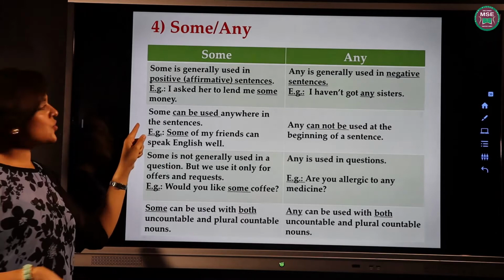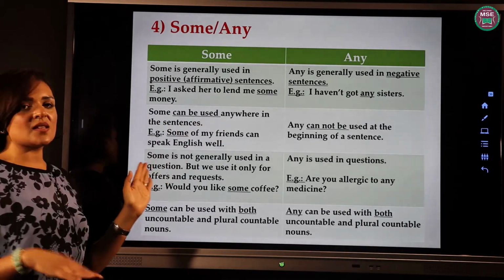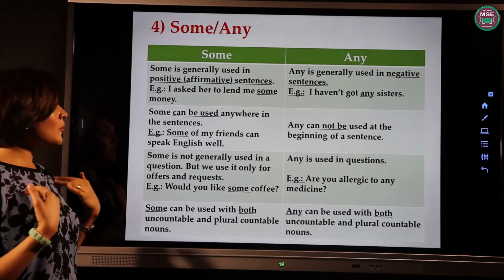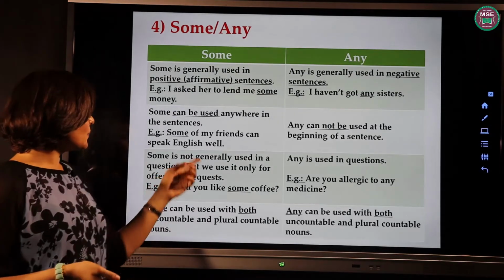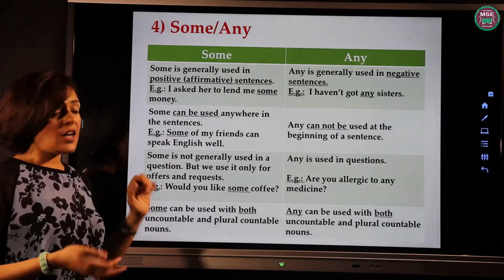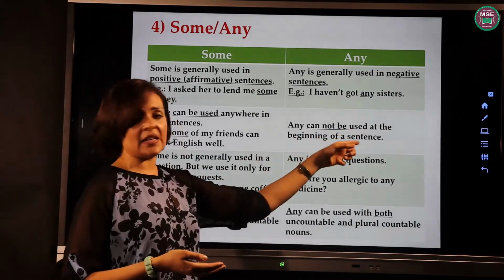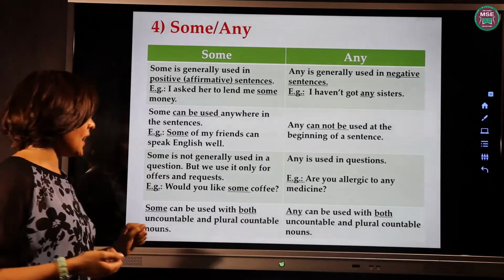Again, going back to some, it can be used anywhere in the sentence. I can start the sentence using some. I can say, some of my friends can speak English well. So I put it at the beginning. But it's very different with any. Any cannot be used at the beginning of the sentence. I cannot start a sentence with any.